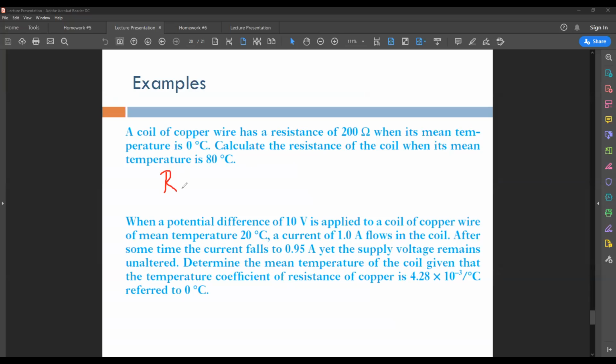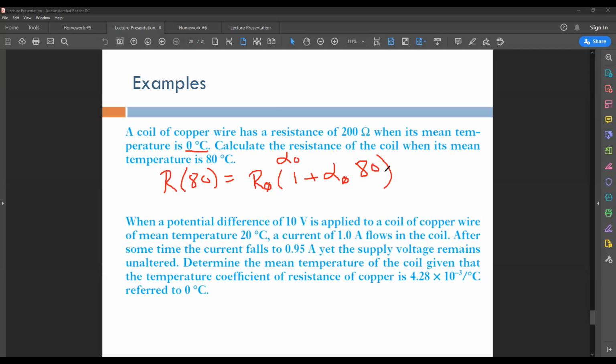R at 80 is equal to, here actually, you're talking about the mean temperature. You started with 0 degrees centigrade, and what you have here relies on the table that we saw before, the table that had the temperature, the alpha 0. So basically this will be equal to alpha 0, R0, 1 plus alpha 0 times 80.